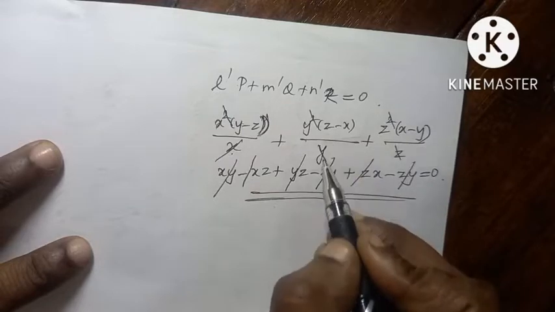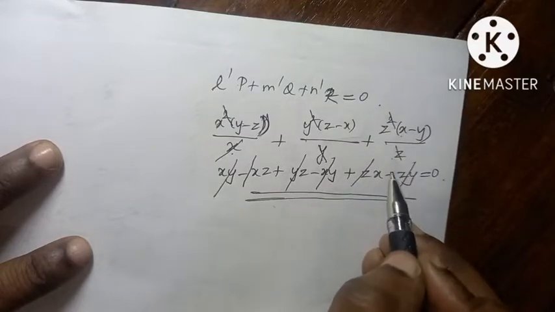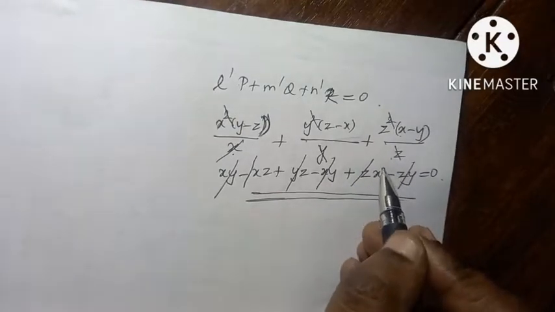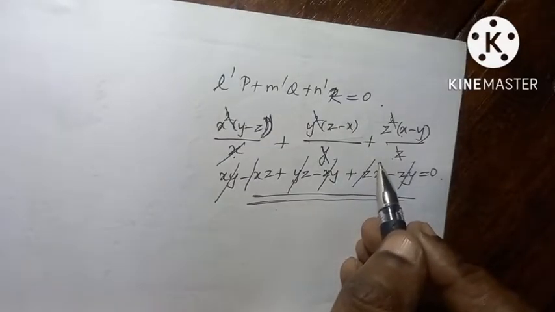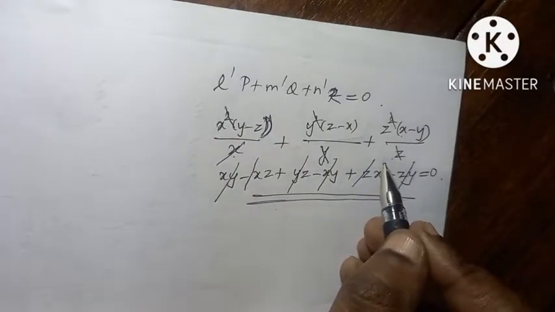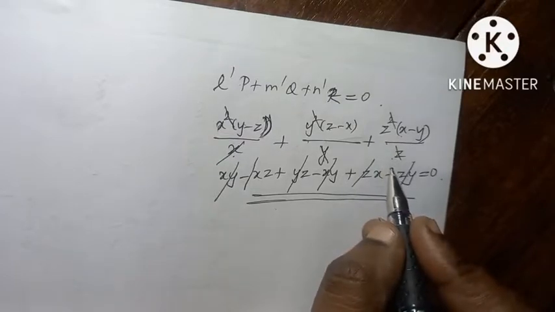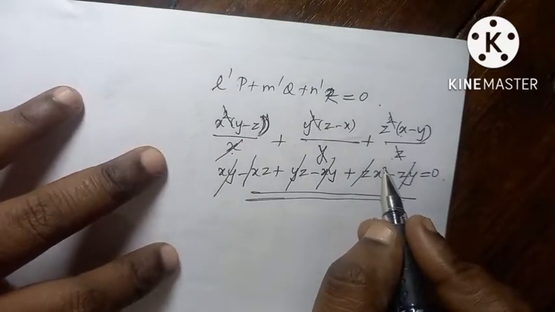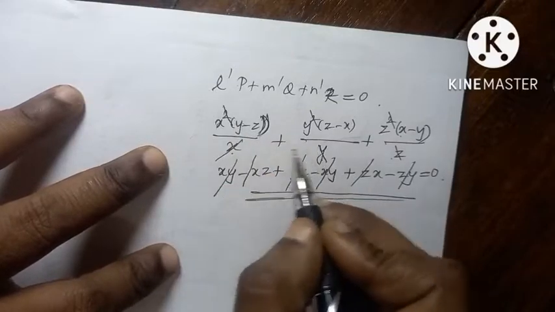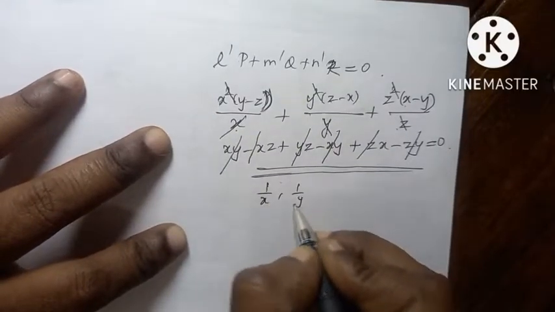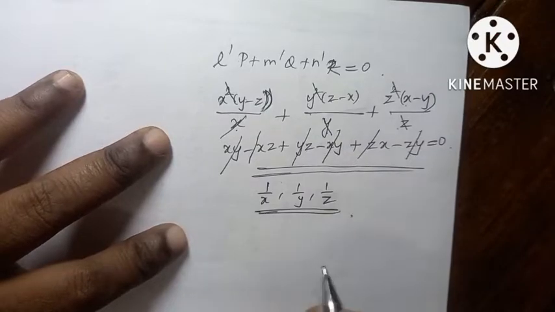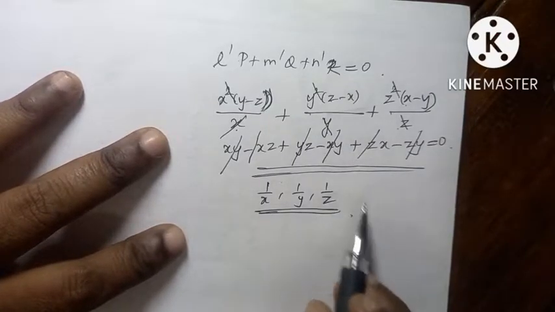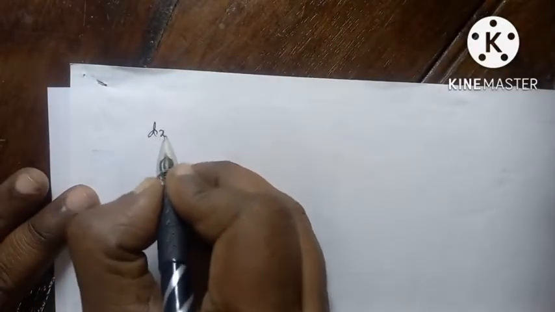So what is another set of multipliers? 1 by x, 1 by y, 1 by z. Right? So we shall do 2 more problems. Definitely you can understand. In the first problem, whoever it is, they feel it difficult to understand the problem. When you do the second, third problem, it will be easy, definitely easy for you. Okay, so 1 by x, 1 by y, 1 by z, the second set of multipliers. lP plus mQ plus nR is 0 here.